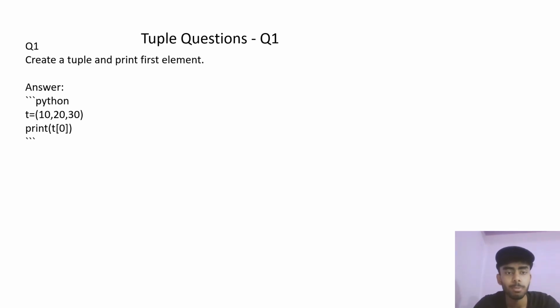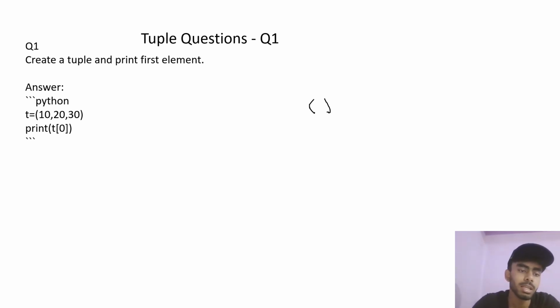So this part is from tuple. We store tuple in this bracket. Remember this one. So what is the question? Create a tuple and print the first element. You have to create one tuple and print that tuple's first element.